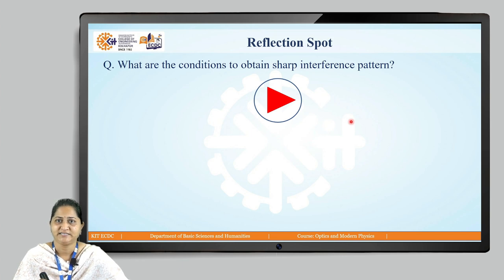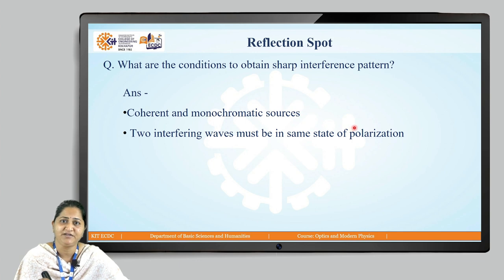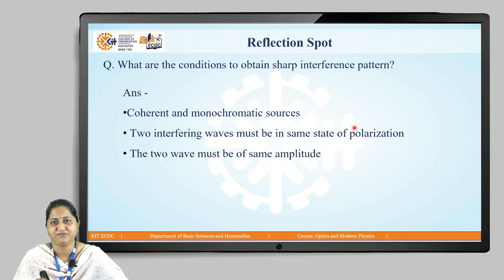I hope you have listed all the points. So first and foremost, the sources must be coherent and monochromatic, then only we can get a clear and sharp interference pattern. Second condition is two interfering waves must be in the same state of polarization. So if we use plane polarized light and they are in the same state of polarization, we get a clear interference pattern. The two waves must be of the same amplitude.